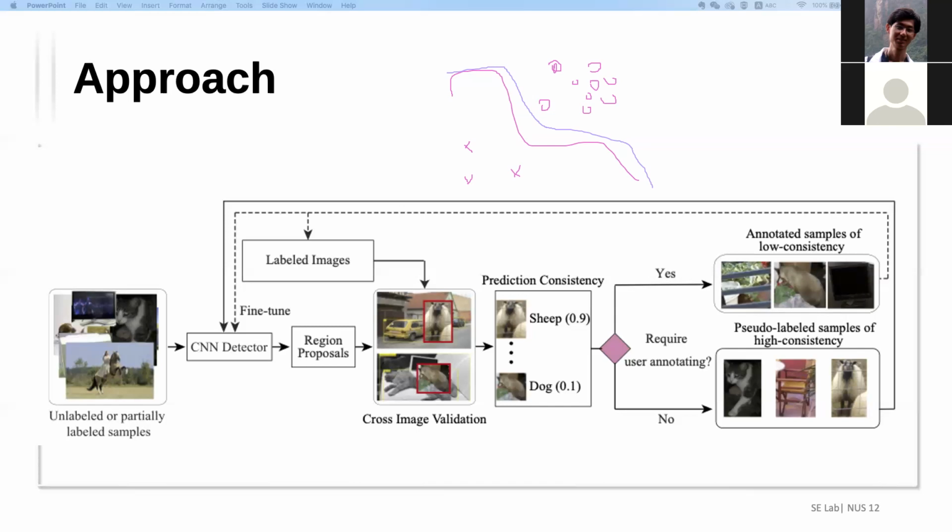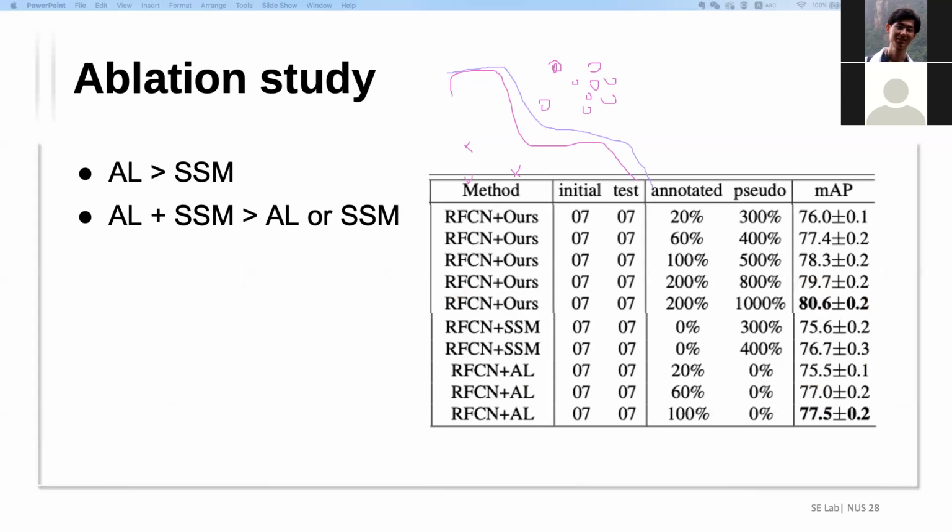Okay. So is there any guidance for selecting the number of high confidence data and low confidence data? For example, if we add 100 low confidence data, do we need to add maybe 200 or 100 high confidence data to balance it? According to their experiment, they add more pseudo-label samples than active learning samples.